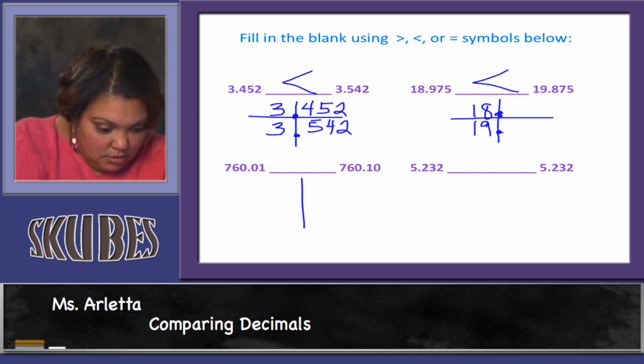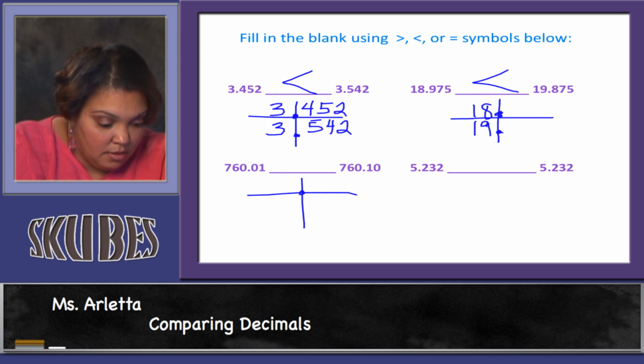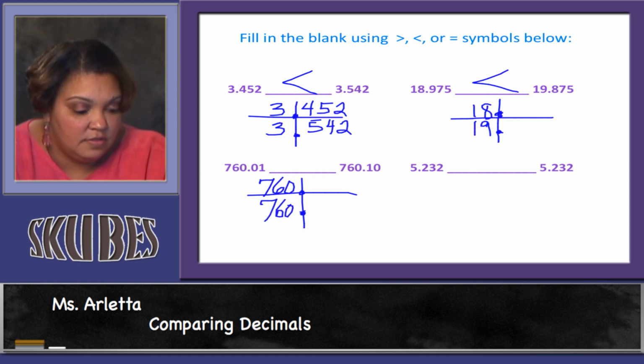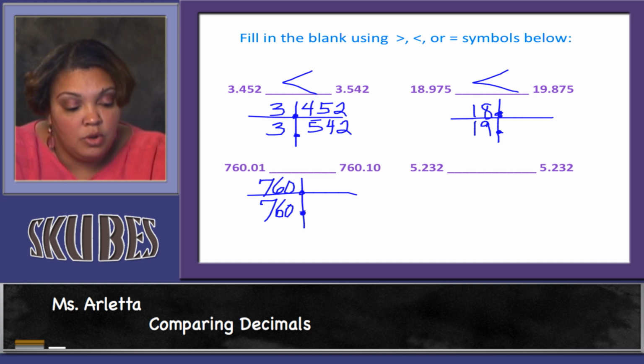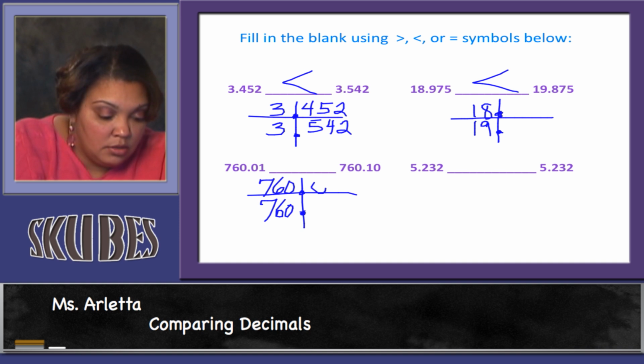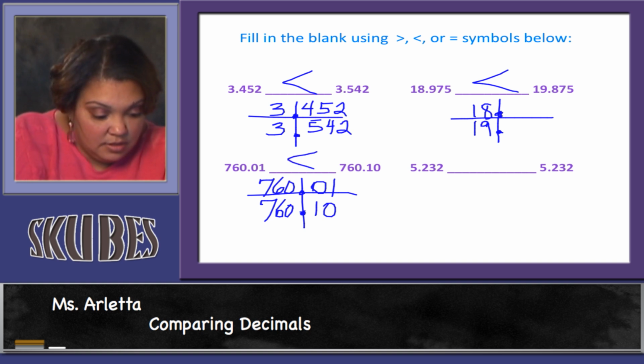In the very next one, I do see that we have 760 in front of our decimal point. So I'm placing my decimal points, and they are lined up on the vertical line. And now I'm rewriting my 760. Right after my decimal point on the left side, I see a 0.01. And right after my decimal point on the right side, I see a 0.10. We all know that 1 is lower than 10, which means our greater number is 760.10.